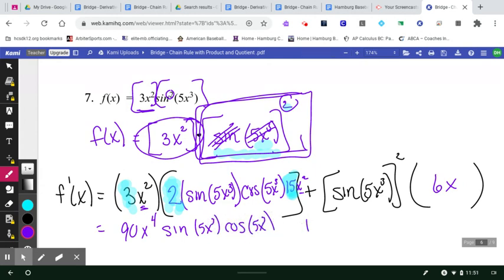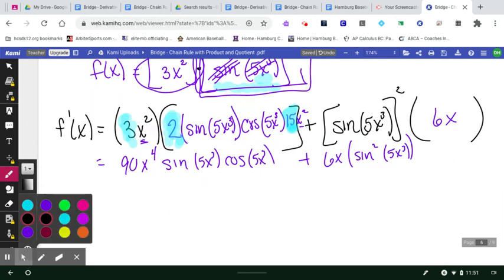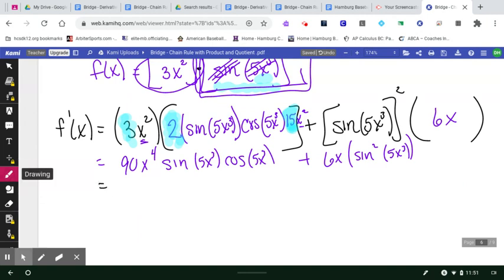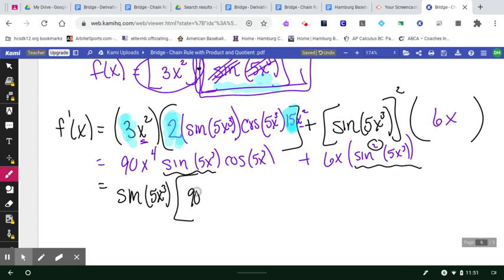Now plus sign. Here, this is real nice. I have 6x, and then I have the sine squared of 5x cubed. Again, there is a GCF I could pull out, so I'm just going to do so. We've seen it before here. Notice they both have sine of 5x cubed. The square tells me there's 2 of them. Here there's 1 of them. So my GCF is the sine of 5x cubed. And then I just have 90x to the 4th cosine of 5x cubed plus 6x sine of 5x cubed.